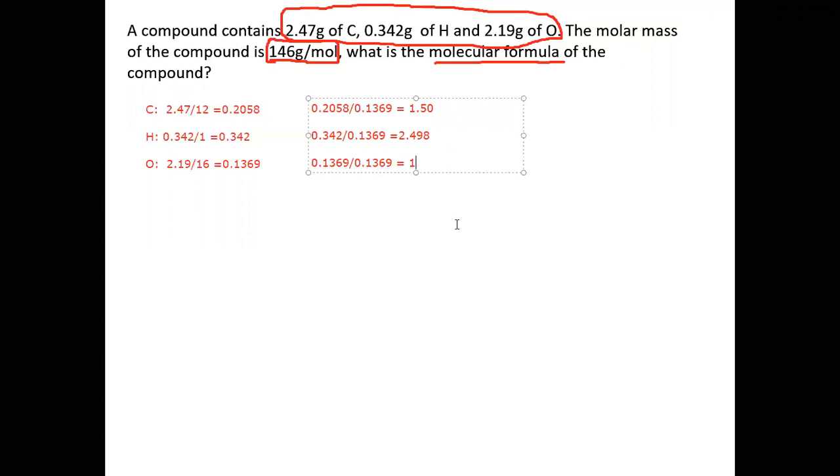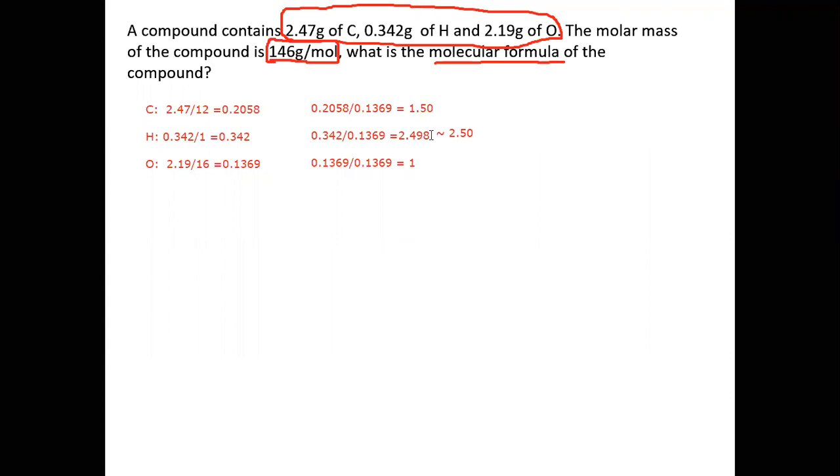And so you see here we get a ratio of 1.5, 2.498. That's approximately 2.5. And we get 1. So you see here 1.5 and 2.5 are not whole numbers, so we need to multiply by 2 in order to get the whole number ratio.